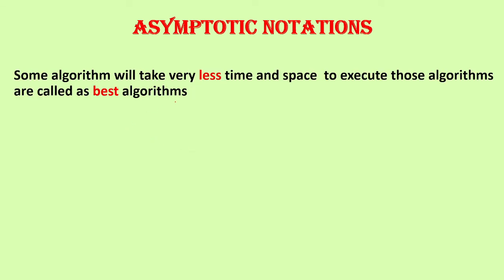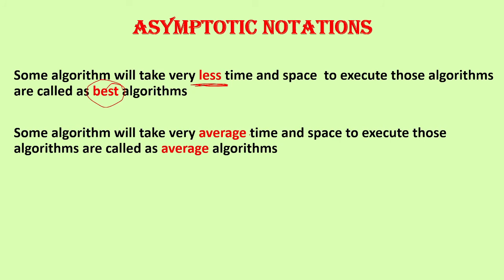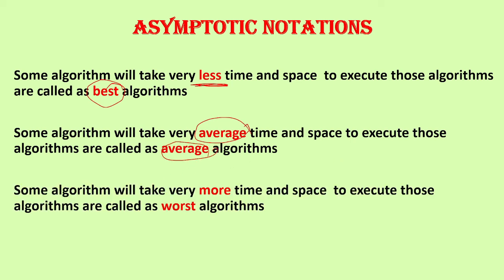So every algorithm is measured in terms of time and space. Some algorithms will take less time and space to execute. Those algorithms are called best algorithms. An algorithm should take less time and space, then only we can call it a best algorithm. Whereas some algorithms will take average time, not more, not less, but average time and space to execute. Those algorithms are called average algorithms. Whereas some algorithms will take a very long time, max time and max space to execute. Those algorithms are called worst algorithms. So there are three predictions for any given algorithm. It can be a best algorithm, an average algorithm, or a worst algorithm.